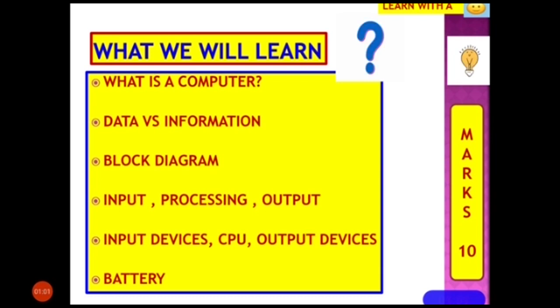What is the first unit of this chapter? It is computer system hardware. Let's proceed. In this chapter, basically, we are going to learn these things. What is a computer? Data, information, the block diagram, input, processing, output, about the devices which aid in input, processing, output, and battery.